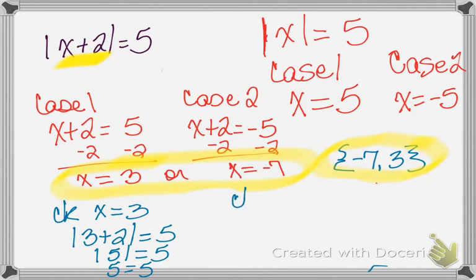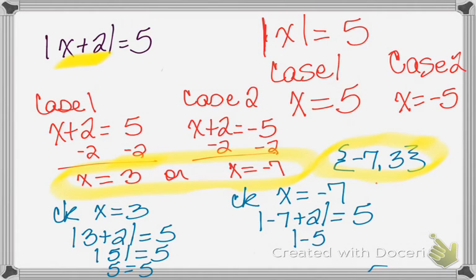Now, my other one is I'm going to check x equals negative 7. So always go back to the original. So I have negative 7 plus 2 equals 5. What is negative 7 plus positive 2? It is negative 5. But the absolute value of negative 5 is what? 5. So do both of them work? Yes, they both work. Okay?